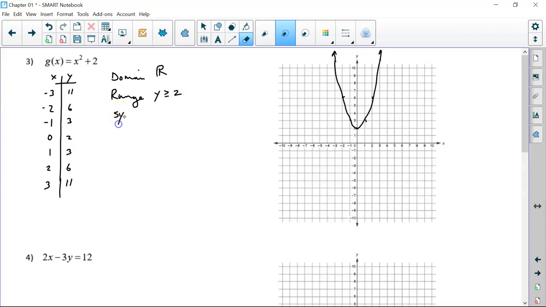It does have symmetry. If you fold along that y-axis, everything touches. So y-axis is our symmetry. Our x-intercept, it never crossed the x-axis, so there is none. Our y-intercept is going to be at 0, 2. And we can see that right there because x is 0. And there are no asymptotes for this problem.